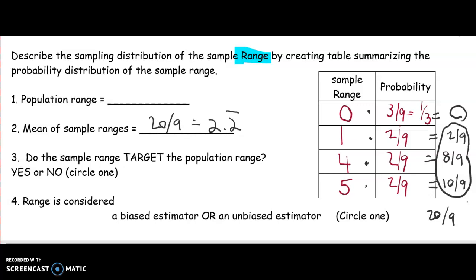The population range would be the maximum population number, 9, minus the minimum, 4. So 9 minus 4 equals 5. 2.2 repeated and 5 are clearly not equal. So we'd say the sample range does not target the population range, and therefore range is a biased estimator.